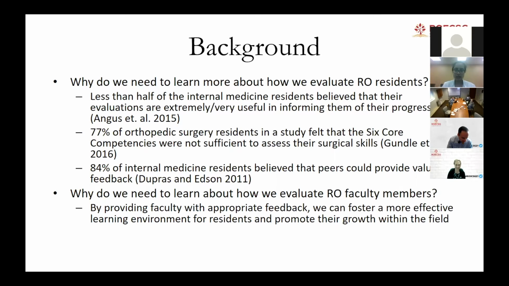84% of internal medicine residents believe that their peers could provide more valuable feedback. We also need to think about how we evaluate faculty members, because by providing faculty members with appropriate feedback, we can help them foster a more effective and helpful learning environment for budding physicians.